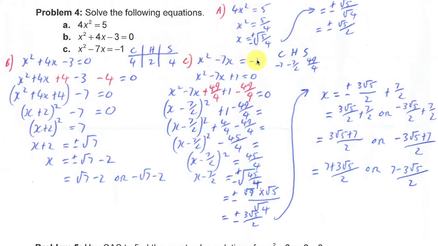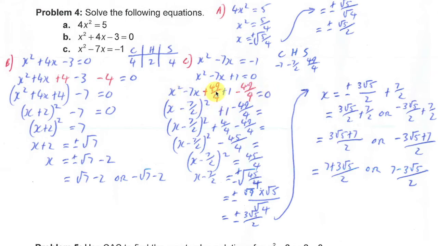C is the same story. First of all, I write it down so it's a quadratic on the left-hand side and 0 on the right. So it's x squared take 7x plus 1 equaling 0. The coefficient of x is negative 7, so I write that down. If I halve it, it's negative 7 on 2. If I square that, it's positive 49 on 4. So I've got x squared minus 7x plus 49 on 4. That's the first part. Plus, I've got the 1 that I haven't lost, and then I'm also subtracting 49 on 4.